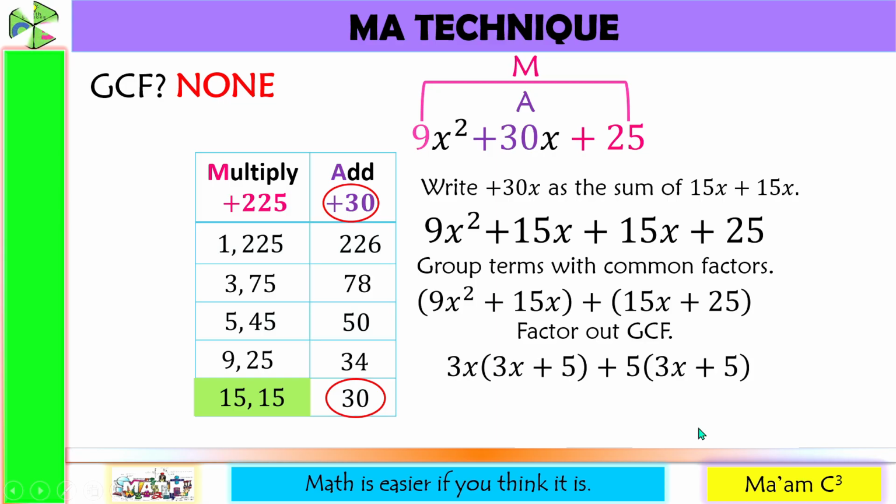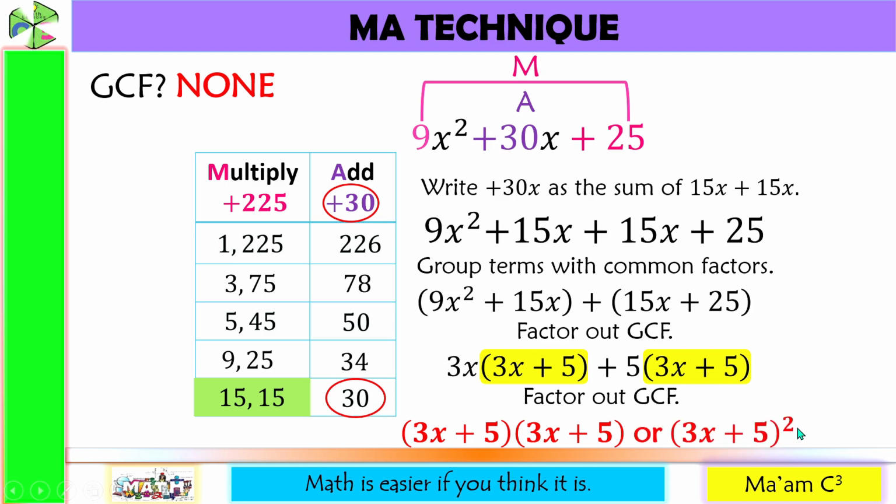Notice that there is again a common factor, and that is 3x plus 5. Since it is a common factor, then I will have to factor it out. So I'll write first the GCF, 3x plus 5. And then what's left here? Before the plus sign is 3x. I'll copy that. And then after the plus sign is 5. I'll copy that as well. So these are now my factors. Notice that they are the same. So I could rewrite this as quantity 3x plus 5 raised to the second power.